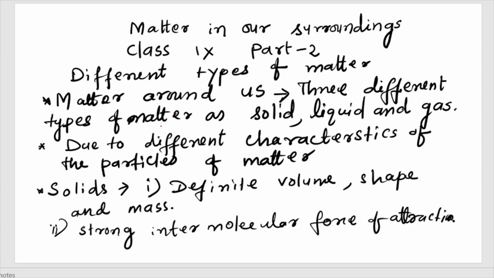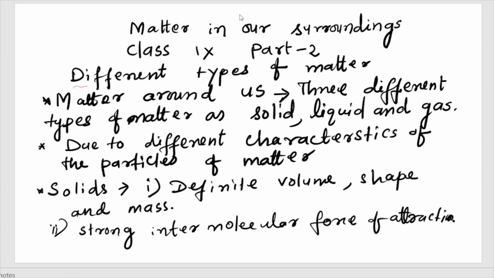Now the topic is matter in our surroundings. This is part 2 for class 9. In part 1, I told you about the nature of matter, but here we will see different types of matter. If you look at different types of matter, the question is: what are the types of matter?